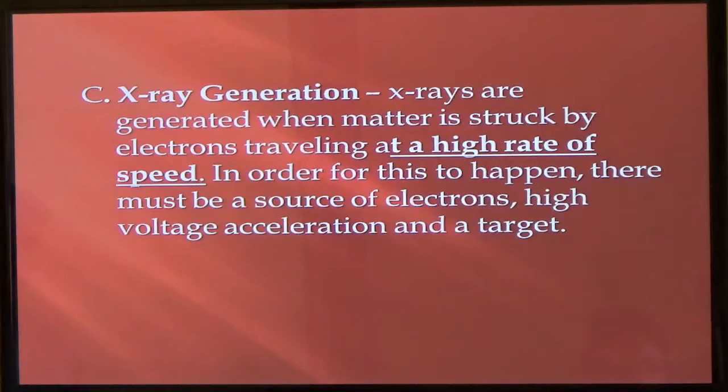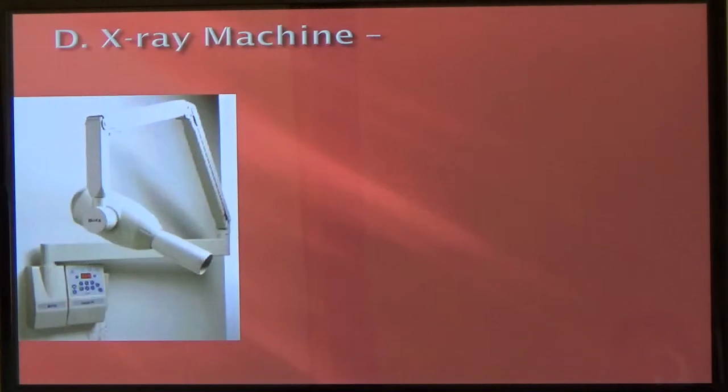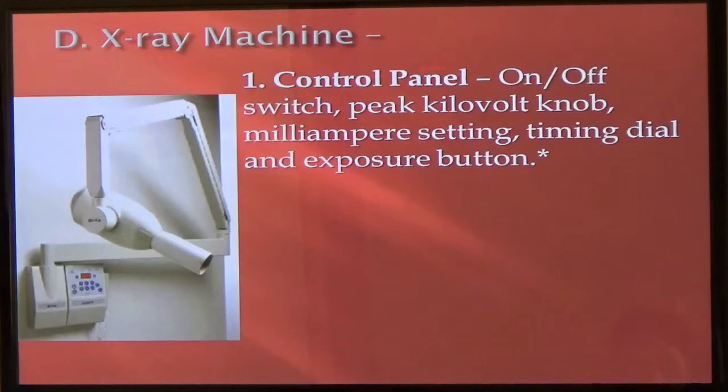X-ray generation. X-rays are generated when matter is struck by electrons traveling at a high rate of speed. In order for this to happen, there must be a source of electrons, high voltage, acceleration, and a target. So this is where we get to the machine. There's got to be a power source to the wall, some sort of electrical current, and then some machine that's going to convert that into the proper wavelength to give us those X-rays.